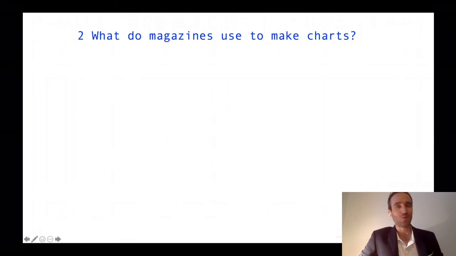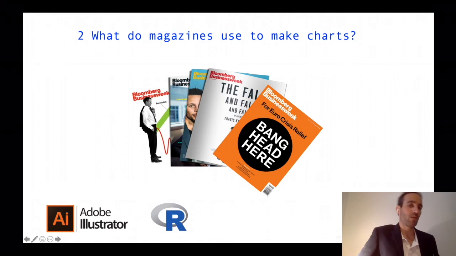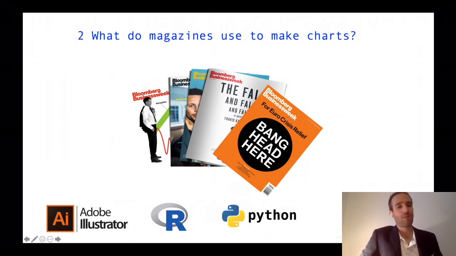And I have another question. What do you think magazines use to make charts? As you know, The Economist, Bloomberg Businessweek, and the Financial Times have some of the best charts out there. And so, how do you think they do them? Do they use this, maybe this, or this? Which, in your opinion, is the one they use?